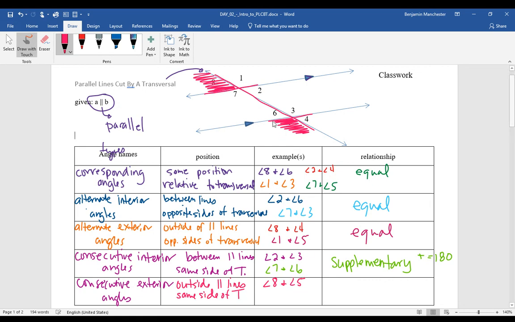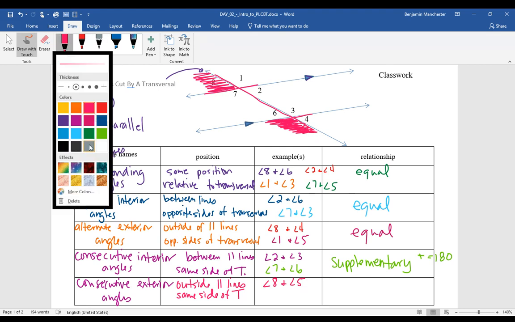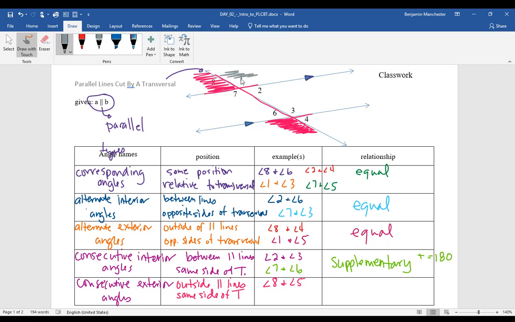Okay, they're outside of your parallel lines and they're on the same side of your transversal. And your last set is going to be angle 1, which will be consecutive with angle 4, okay, on the outside of your parallel lines. Okay, and these, like your other consecutive ones, will always add up to 180, so they are also supplementary.